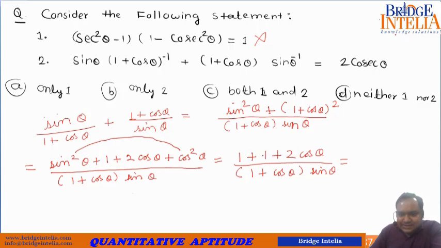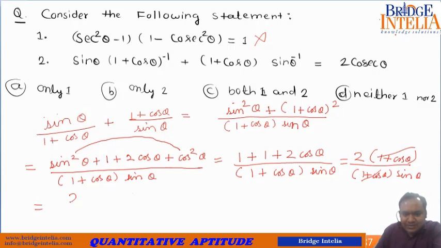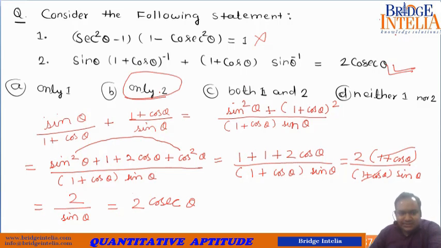So if you write, this is actually 2 plus 2 cos theta. If you take 2 common, this comes out to be 2 into 1 plus cos theta, whole divided by 1 plus cos theta into sine theta. So this 1 plus cos theta, 1 plus cos theta is cancelled. So the answer comes out to be 2 by sine theta. If you take the sine theta upwards, it becomes cosec. So this is indeed true. So the first statement was false, but the second statement is true. So only 2 is the correct answer. Only the second statement appears to be correct.